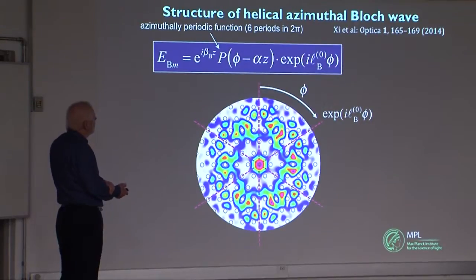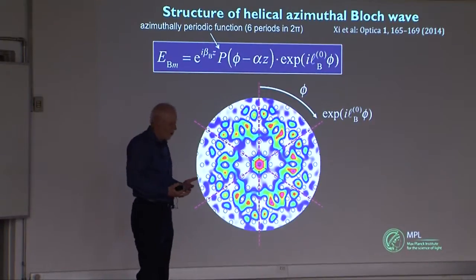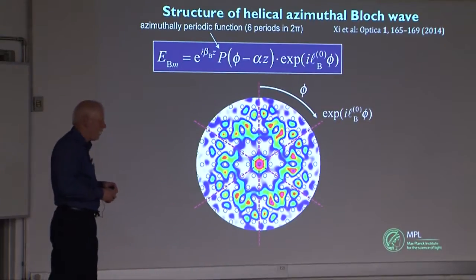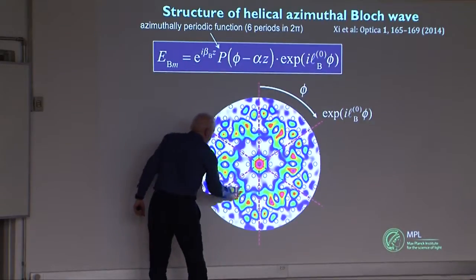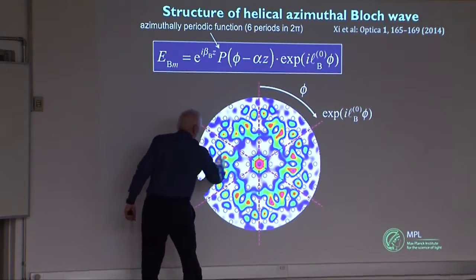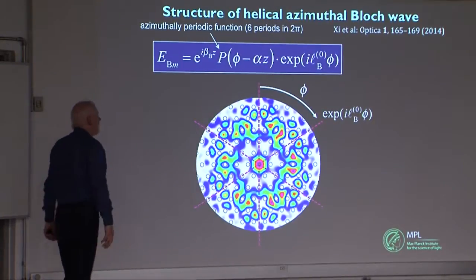And a Bloch wave, very simply expressed, is a representation of the eigenmode of the light in a periodic structure. So we have some kind of periodic structure. In this case, it's periodic azimuthally. So the structure itself repeats 6 times as we go around. So these holes and so on repeat each time. So it looks like a periodic structure in the azimuthal dimension.